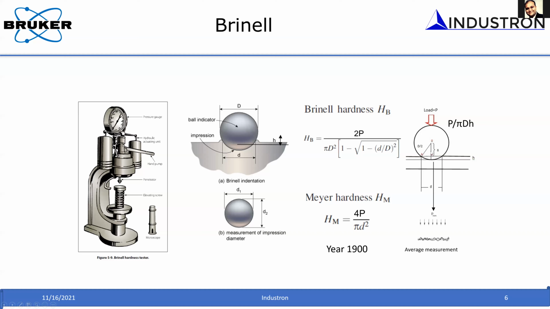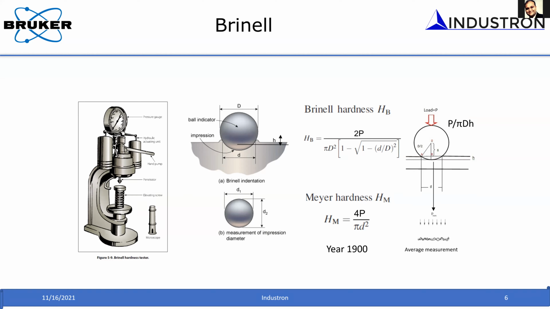Okay, so if you take the load divided by the actual projected area of contact, you will get a number which was basically developed by Meyer, again, more than 100 years ago. And that will give you a unit, which is basically in Pascal, newtons per meter squared. And that is basically the resistance to the plastic deformation.